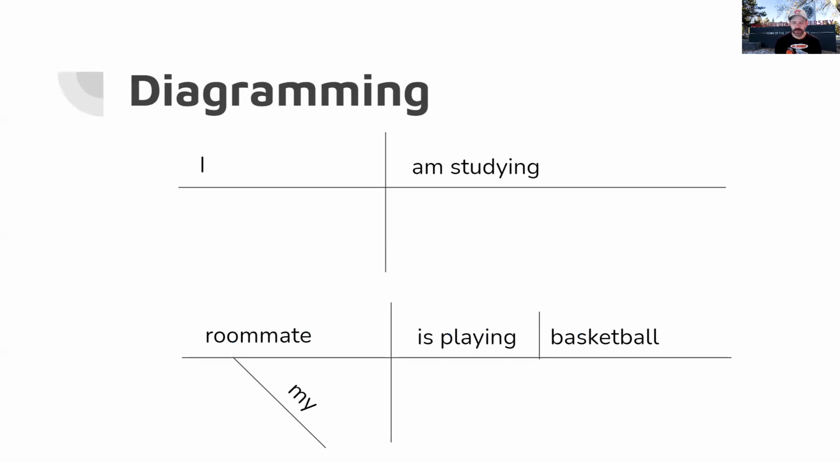So I am studying. Again, another intransitive sentence. It's in the present progressive form. And then my roommate is playing basketball. This is another sentence with a transitive verb that takes the object of basketball. My roommate is playing basketball. So we could join them with our coordinating conjunction there.